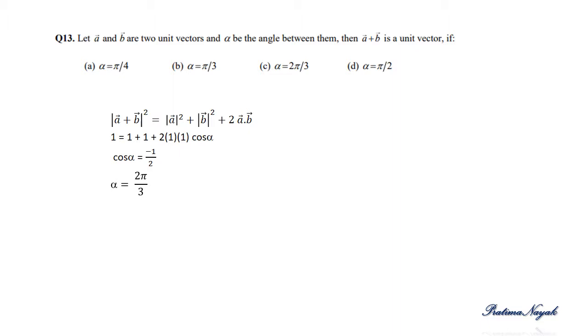So 1 is equal to 1 plus 1 plus 2 into cos alpha. So cos alpha is equal to minus half, and when cos alpha is minus half, alpha is equal to 2 pi by 3. C is the answer.